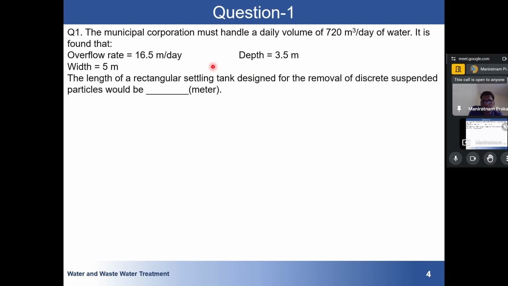So before answering this question, one should have an idea of what a settling tank is, what discrete suspended particles are, and what the depth, width, overflow rate and volume mean. So before discussing this question, I will discuss some of the basic concepts, that is, the primary sedimentation tank.